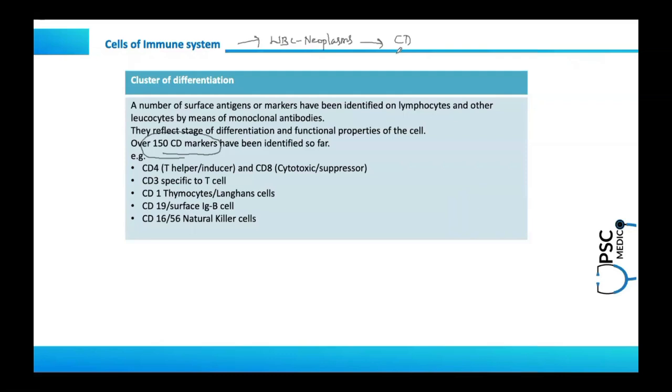Similarly, Burkitt's lymphoma. That's so many lymphomas and leukemias. The cell of origin is identified based on these CD markers. I have mentioned a few important cluster of differentiation markers. CD4, CD8 and CD3 are specific to T cells. CD1 is specific to thymocytes and Langhans cells, which are dendritic cells. CD19 and surface immunoglobulin are more specific for B cells. And last, CD16 and 56 are specific for natural killer cells.